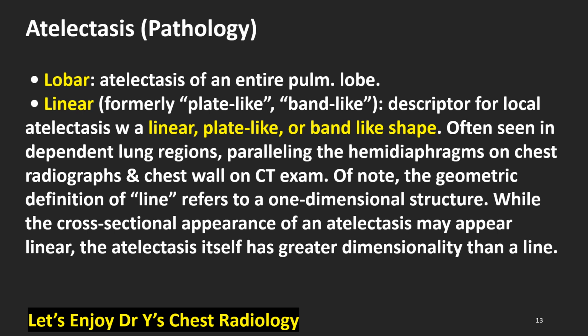Linear, formerly plate-like, band-like, is a descriptor for local atelectasis with a linear, plate-like or band-like shape, often seen in dependent lung regions, paralleling the hemidiaphragms on chest radiographs and the chest wall on CT examination. Of note, the geometric definition of a line refers to a one-dimensional structure, while the cross-sectional appearance of an atelectasis may appear linear. The atelectasis itself has greater dimensionality than a line.